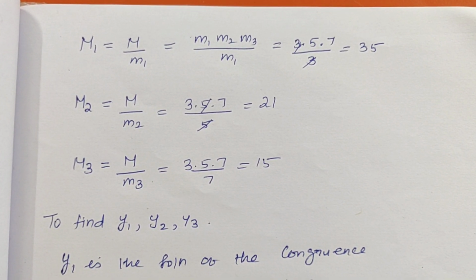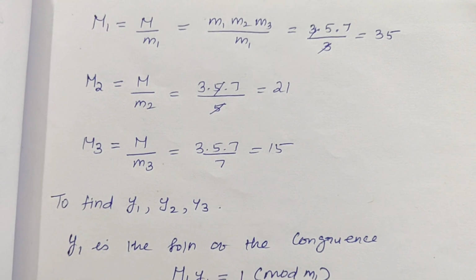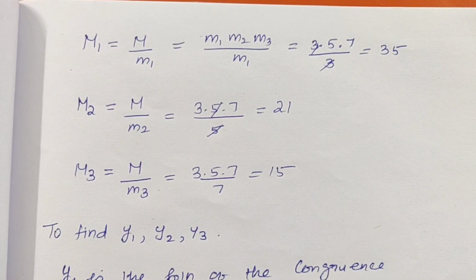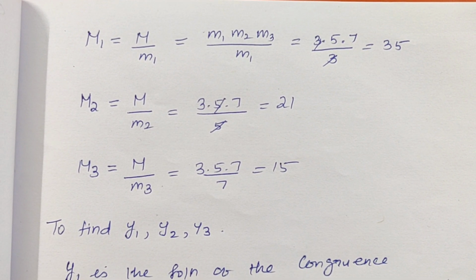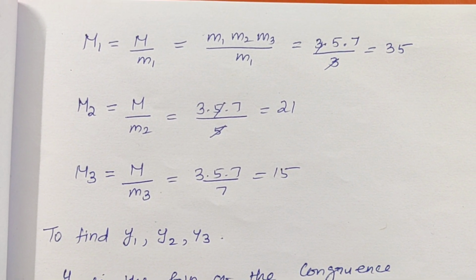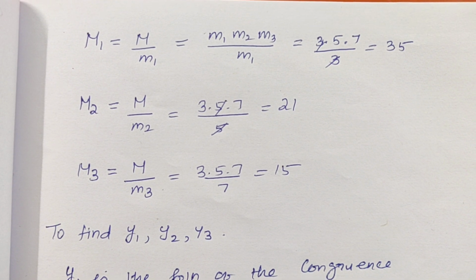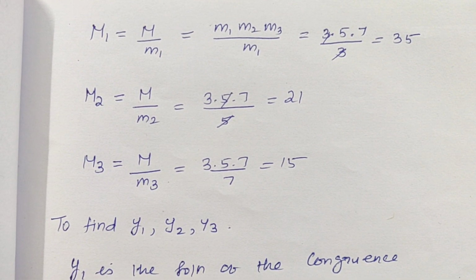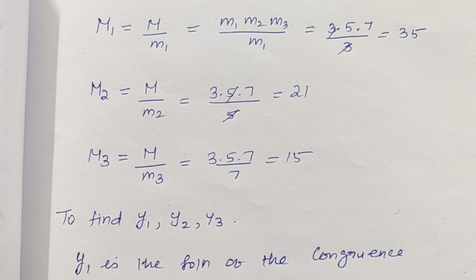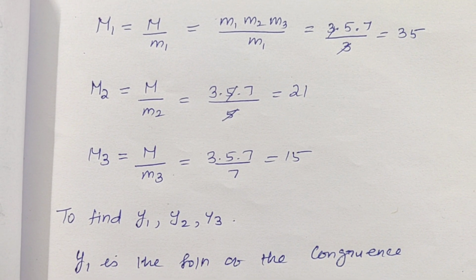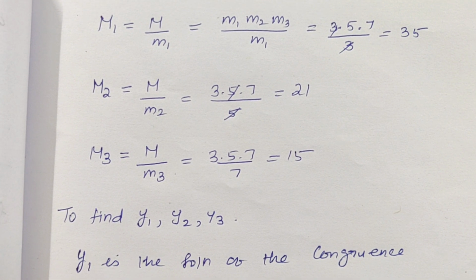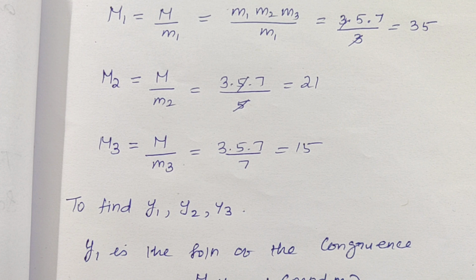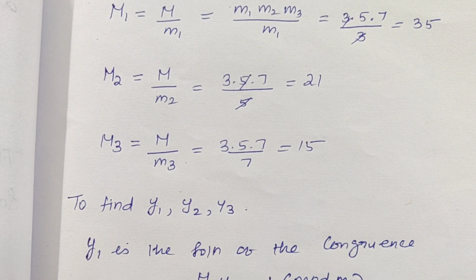So first we have to find out the value of capital M1, M2 and M3. Capital M1 is nothing but capital M by small m1. Capital M is nothing but m1 into m2 into m3. So in division we have a small m1 value, which may be written as: small m1 value is 3, small m2 value is 5, and the m3 value is 7. So using this we can find out the multiplication of these 3 values.